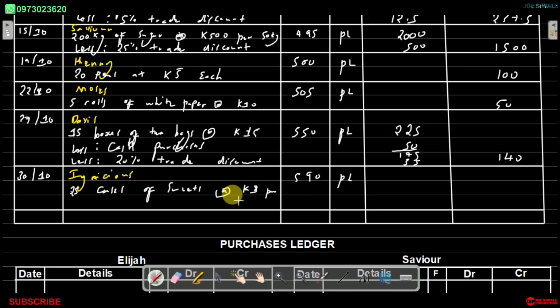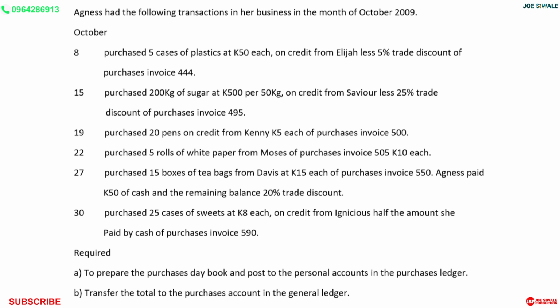So we're going to say 25 multiplied by 8, and we know we are having 200 kwacha, and we have been told that half of that amount was paid by cash, so we can say less cash purchases, and that amounted to 100 kwacha. To find the amount that we're going to record there, we're going to say 200 minus 100, and we're having 100. Let us look at the question if we have more transactions. We don't have more transactions. That means that we are done recording our transactions in the purchases daybook.